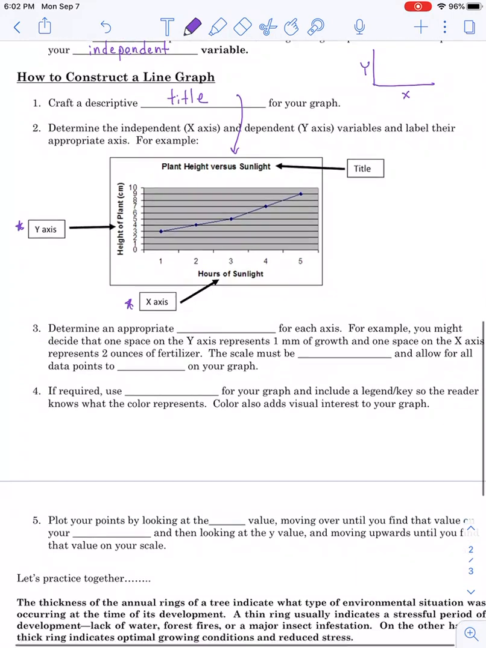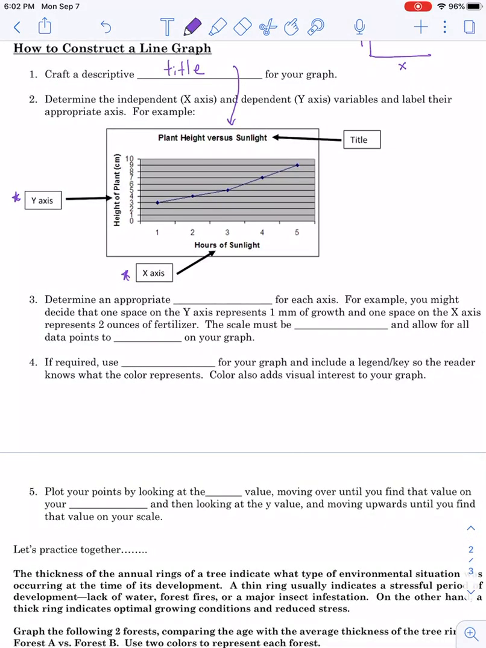So for example, in the graph down below, the x-axis is hours of sunlight. Notice it's time. So you would write hours of sunlight. And then the y-axis is the height of the plant. So you would label height of plant in centimeters. The x-axis is our independent variable. The y-axis is always going to be our dependent variable.